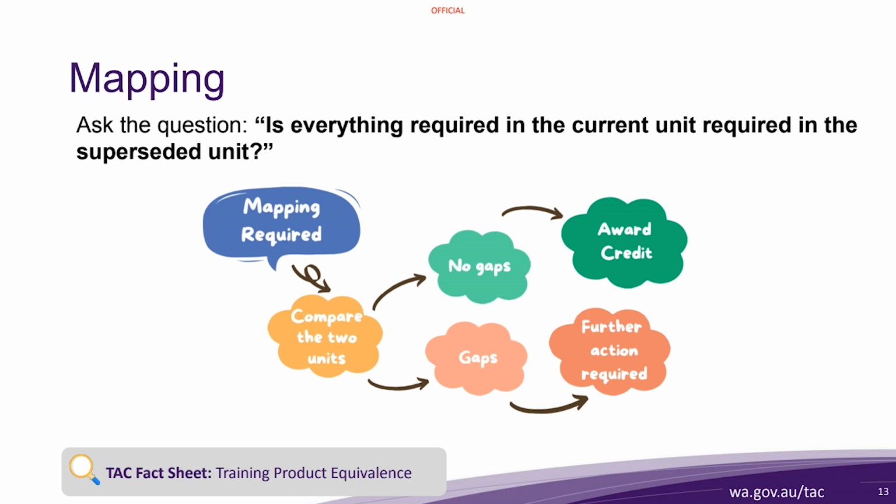But a mapping does need to be done, and the evidence from our research looking at the changes that occur, a mapping does need to be done if they're putting up a unit of competency that has been superseded on 2 or more occasions. And so fundamentally what you need to do with your mapping is to compare 2 units of competency, the one that the person has achieved and the one that is a current requirement of the current training product. And that is illustrated as a process in the fact sheet training product equivalence.